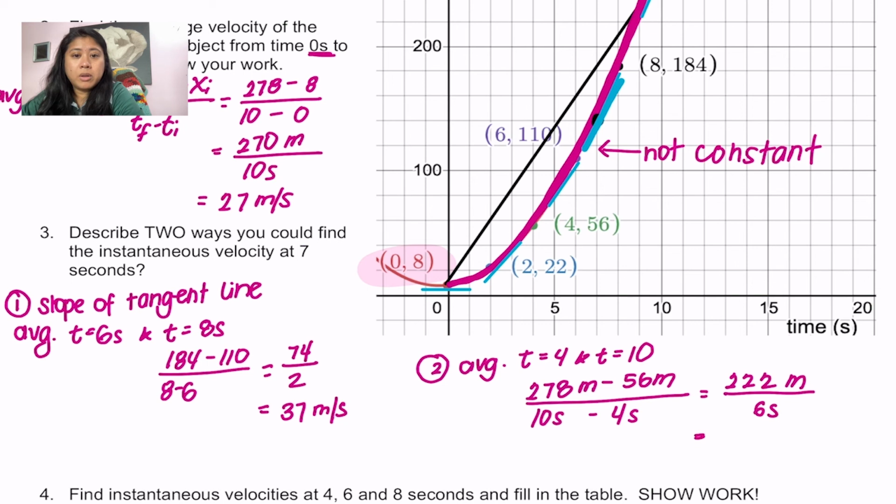Hopefully you're following along with your calculator, making sure that my math is right. So both average velocities, even though we pick different points, should be the same because we're following 7 as our midtime, which is different from the average velocity of the whole object. All right, that's it.